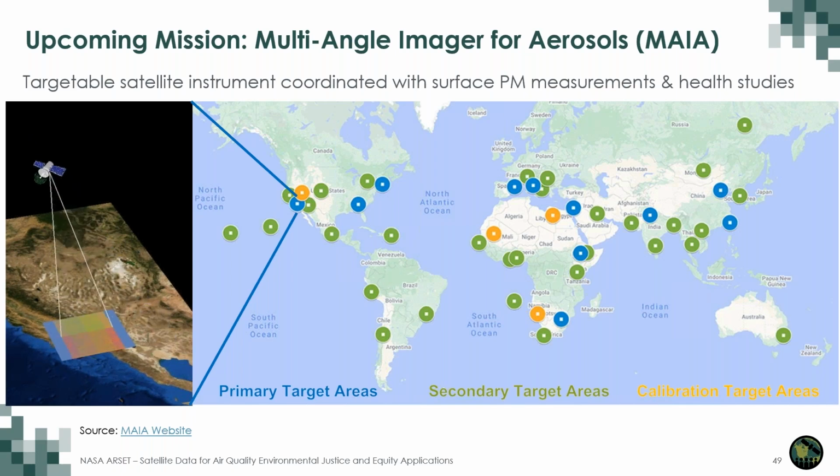This is NASA's first explicitly health-focused mission, and is hopefully going to provide us with some new insights into the links between particulate air pollution and human health around the world. If you're interested in learning more about this mission, I'd encourage you to visit the mission website at the bottom of the slide, where you can sign up for the MAIA Early Adopters Program and learn more about the mission and the data it will collect, and also prepare to use these data in your own work following the launch of the satellite, which is scheduled for next year.